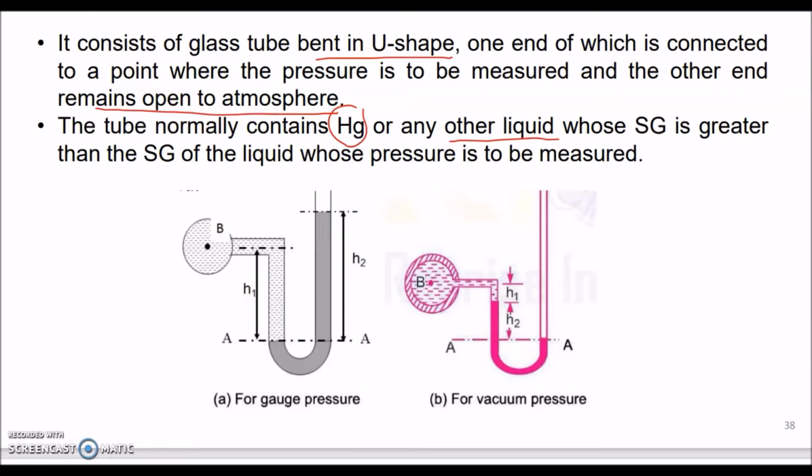So we have two types here, for gauge pressure and for vacuum pressure. For gauge pressure, we don't have the vacuum condition like at B. Here are the vacuum conditions, so there is a difference. Another difference is the datum. So here we don't have pressure at the right side.